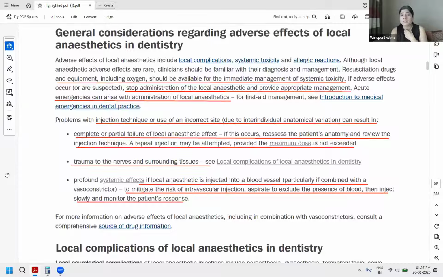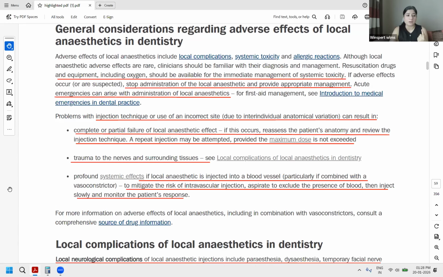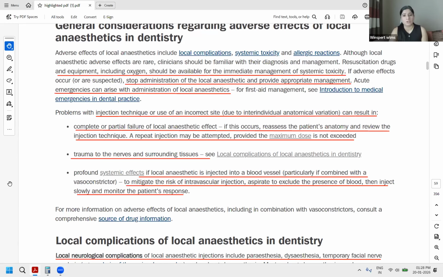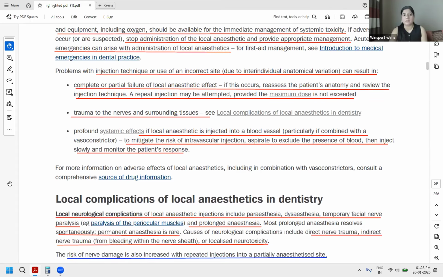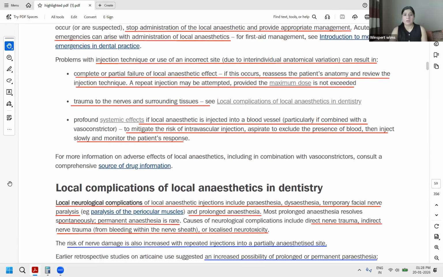You can give a repeat injection after your first failed technique, but do not exceed the maximum dose. And do not even try to achieve the maximum dose, because even a single rightly placed cartridge is enough to achieve the anesthesia required for dental purposes.